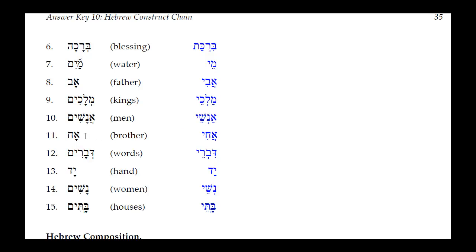Okay, you have ach for brother, just like av. Same thing happens for ach. The qamets reduces under the aleph, and the hirik yod is placed at the end, and you have a hatef patach up under the aleph here. Achi.